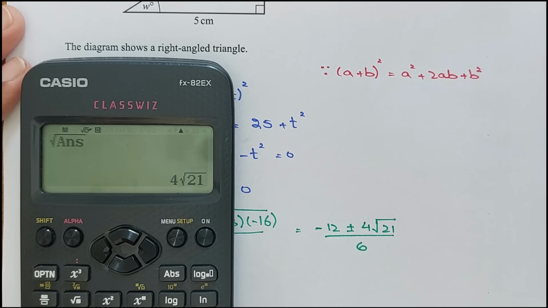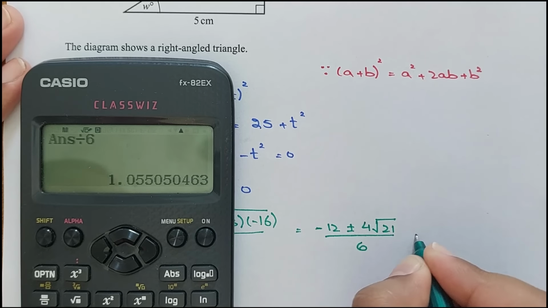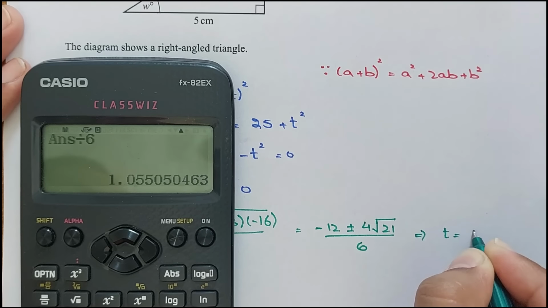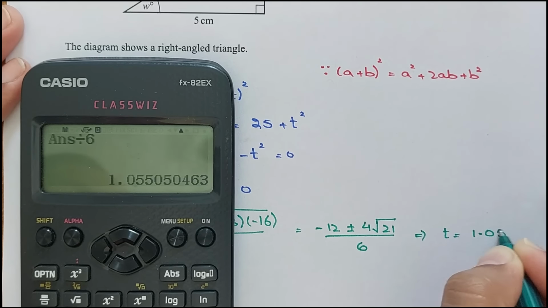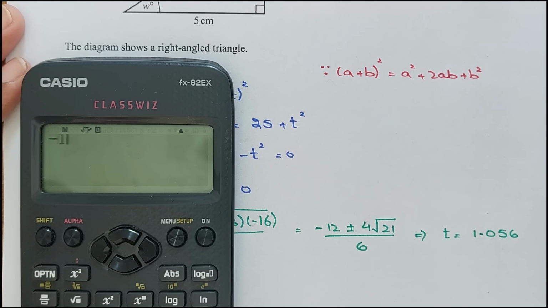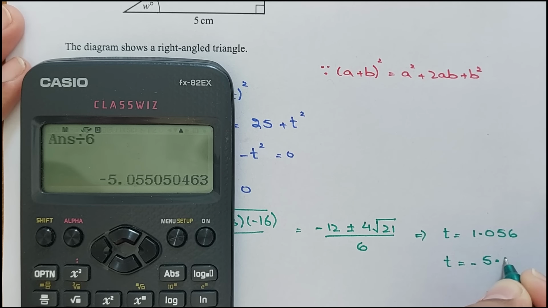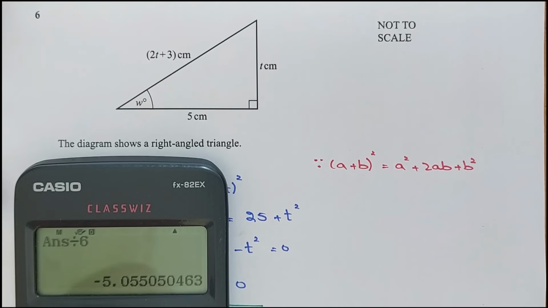Alright, so let me find the value of t. Minus 12 plus 4 square root of 21 divided by 6. So t is equals to 1.056, and minus 12 minus 4 square root of 21 divided by 6, that is t is equals to negative 5.056. All right, so which t we are going to choose over here?